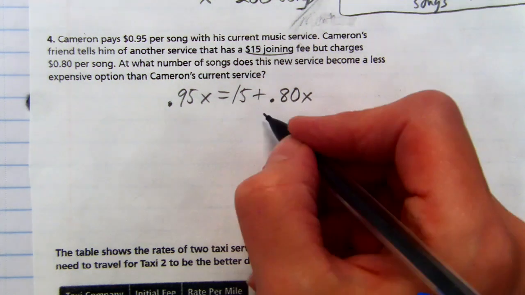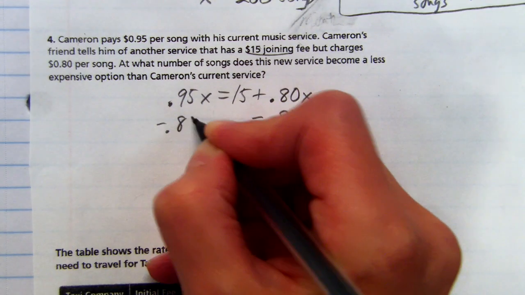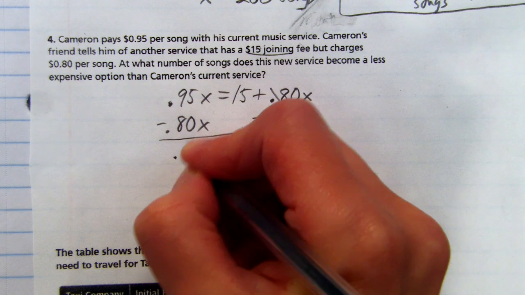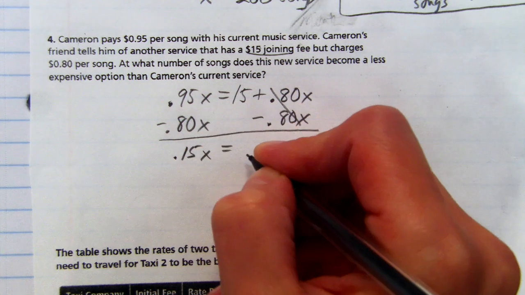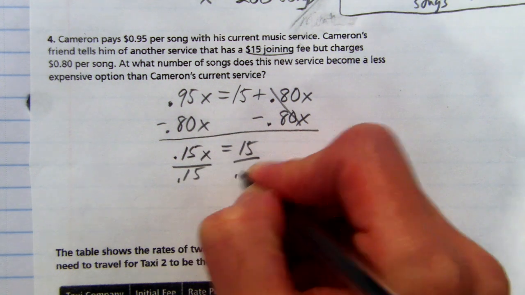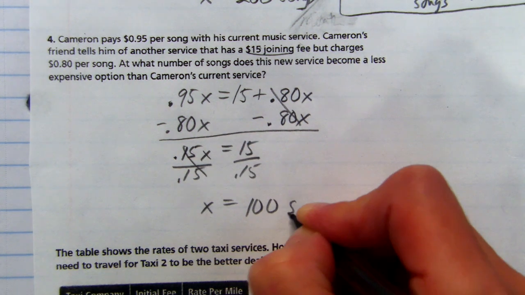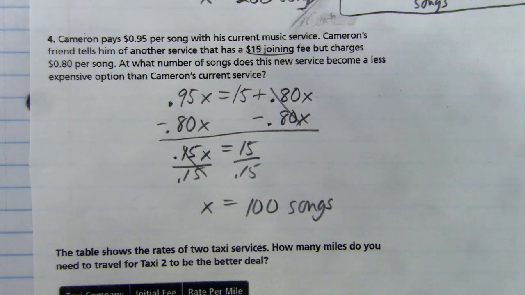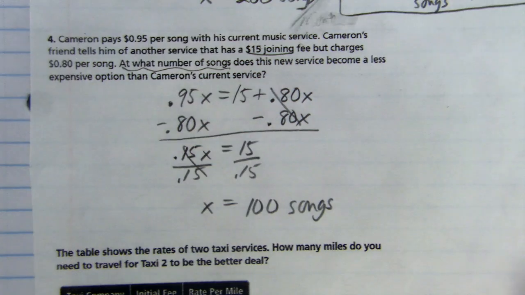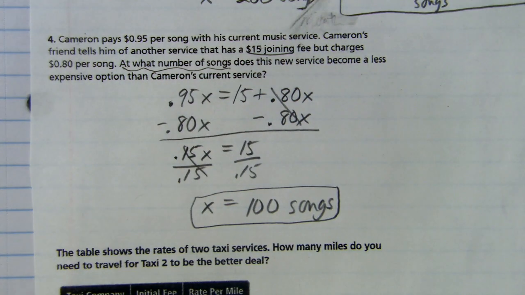Oh, these are only 80 cents a song. So we'll go through basically the same steps. We'll subtract the 0.80x from both sides, and you're going to get 0.15x equals 15. Divide by 0.15. And so this one, they come out even at 100 songs. Now, the way this one was asked was different, though, because it says at what number of songs. So this time, that is what they want for the answer.